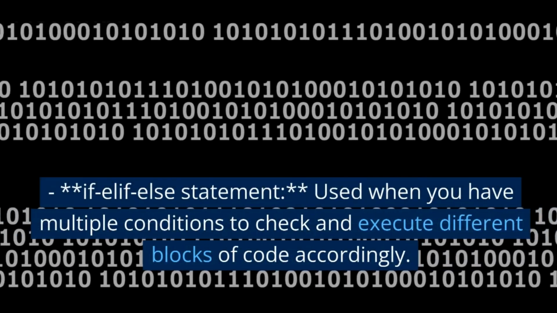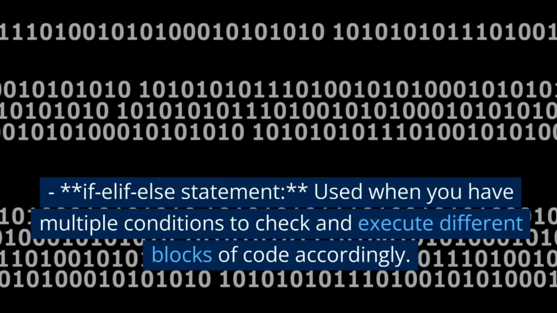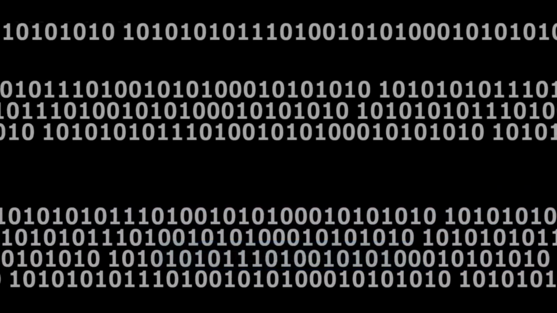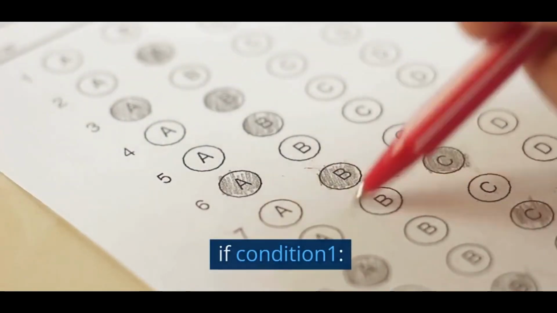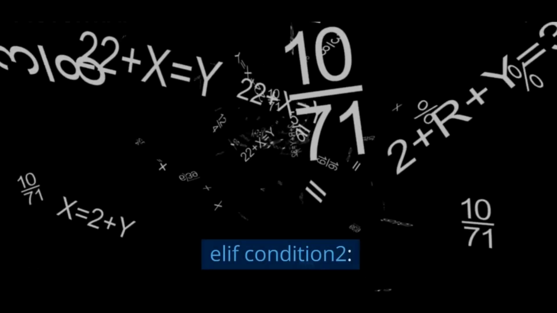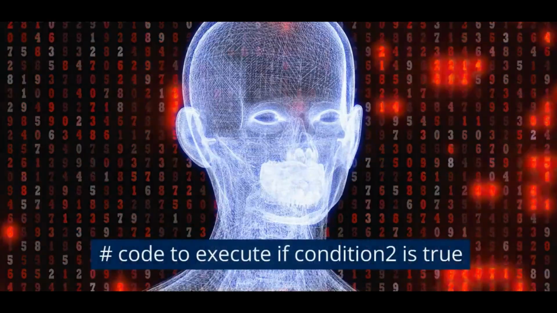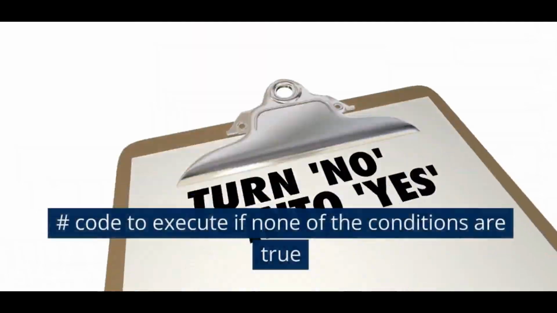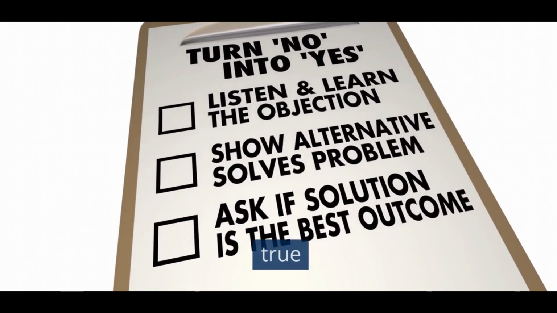The if-elif-else statement is used when you have multiple conditions to check and execute different blocks of code accordingly. Python: if condition1: # code to execute if condition1 is true. elif condition2: # code to execute if condition2 is true. else: # code to execute if none of the conditions are true.